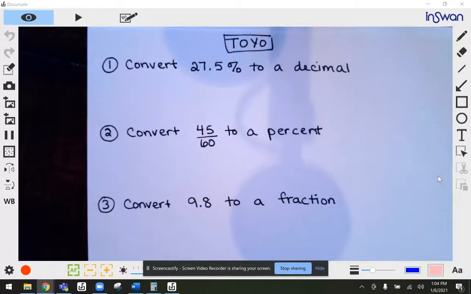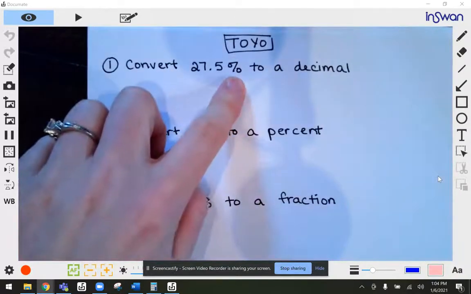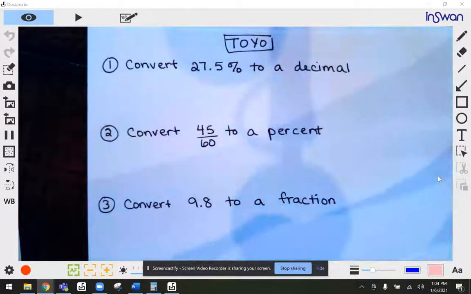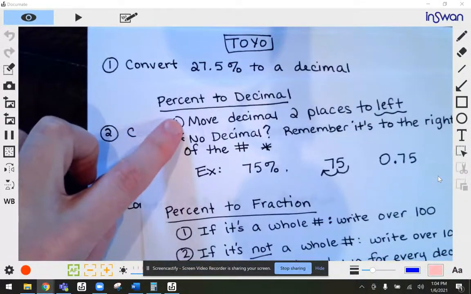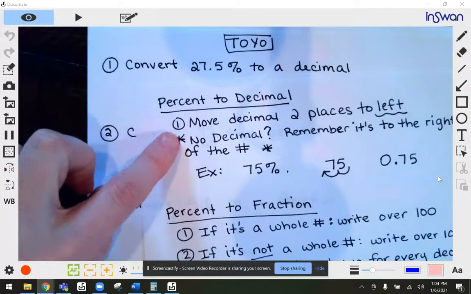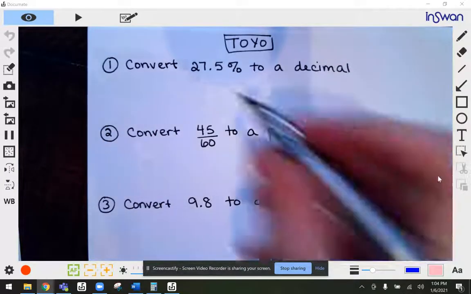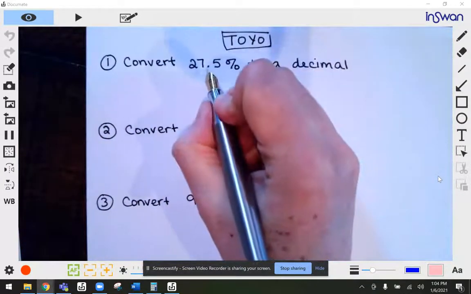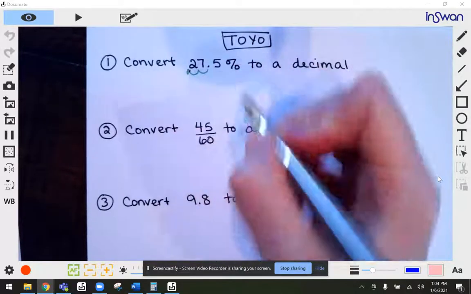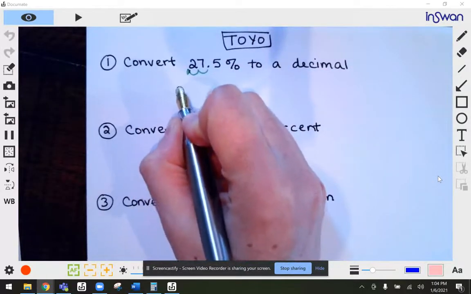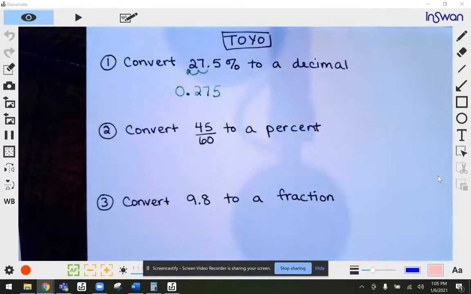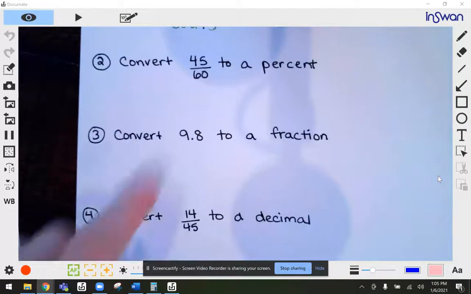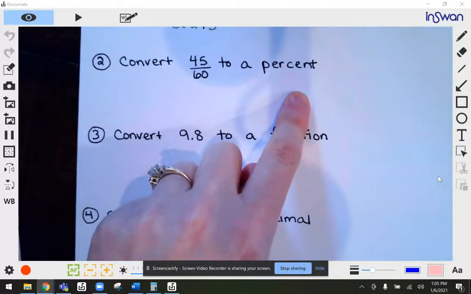All right, so hopefully you did that and you're coming back to the top. So here we're going from a percent to a decimal. So make sure you look at your notes for percent to decimal. It says move decimal 2 places to the left. So if I go here, my decimal is here, I'm going to move it 2 places to the left. So my new decimal is 0.275.